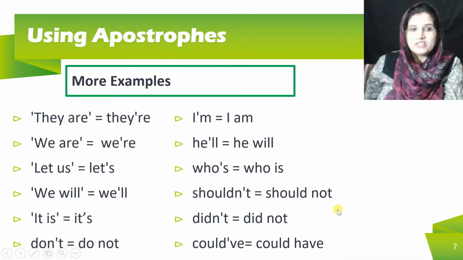Okay, let's see some more examples. They are into they're. So here you can see that A is removed and instead we added apostrophe. And how would we pronounce it? They are into they're. We are into we're. Let us into let's. We will into we'll. It is into it's. Do not into don't. I am into I'm. He will into he'll. Who is into who's, and so on and so forth.